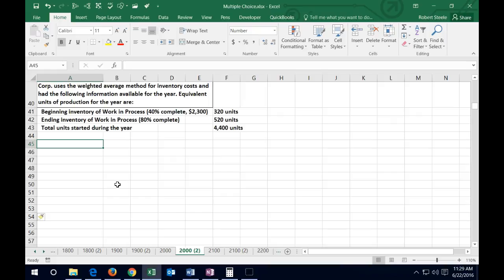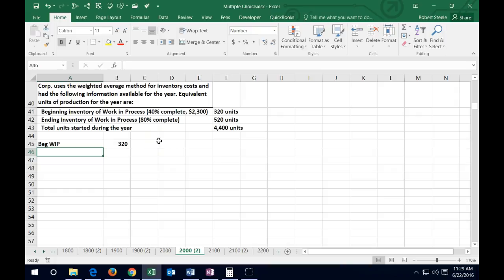So we're going to use the weighted average, different from the first in first out method, in that it's actually a bit more simplified to do. If we use the weighted average method, we're going to start with the beginning WIP, work in process, which they gave us to be the 320. Now because it's the weighted method, we're just going to take that 320 and we're not going to be doing anything with the percentage of completion.